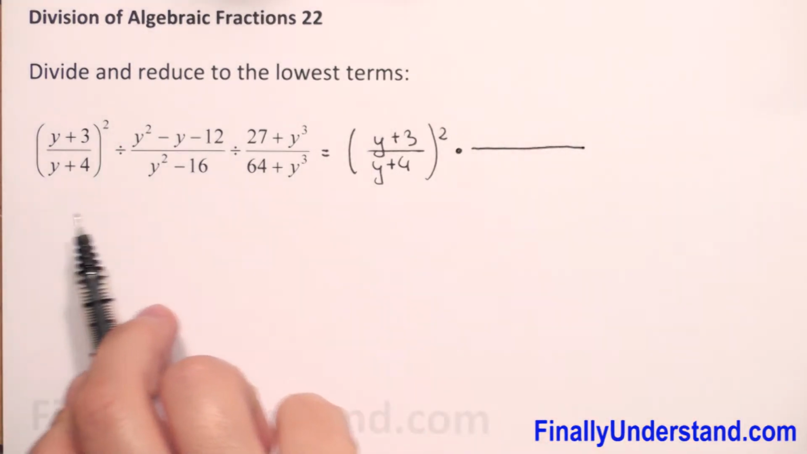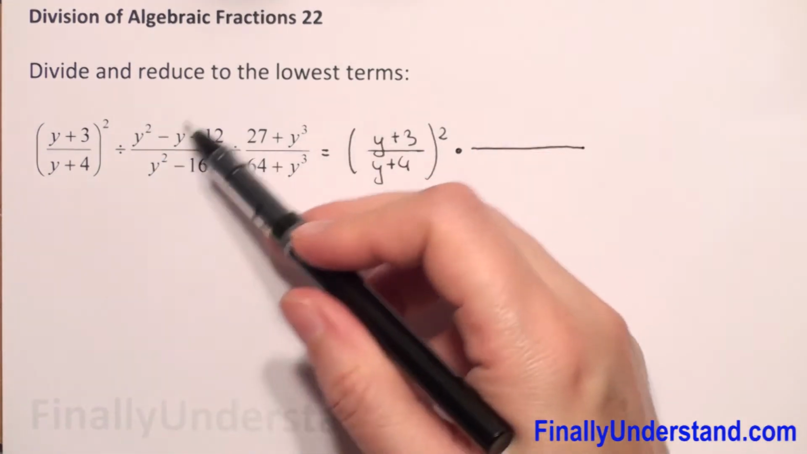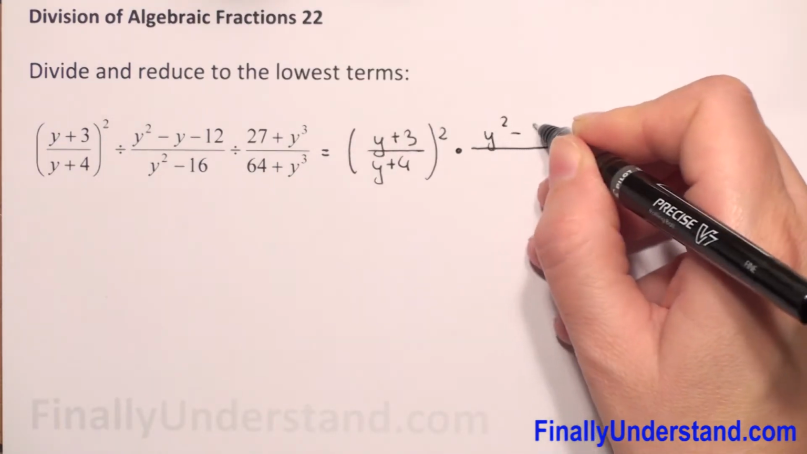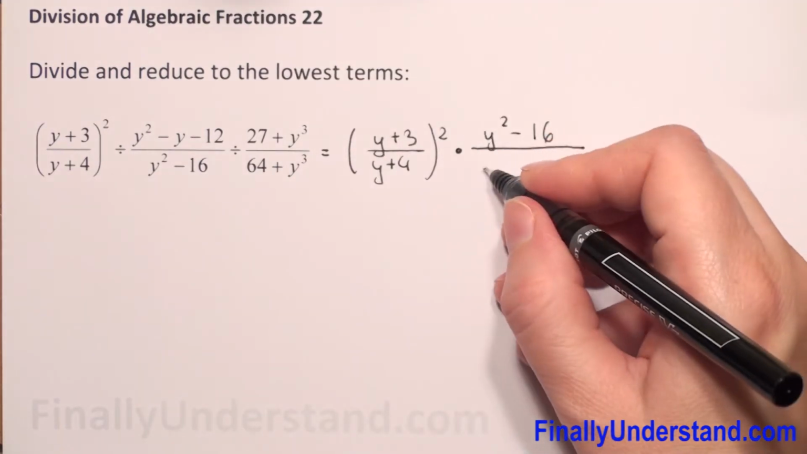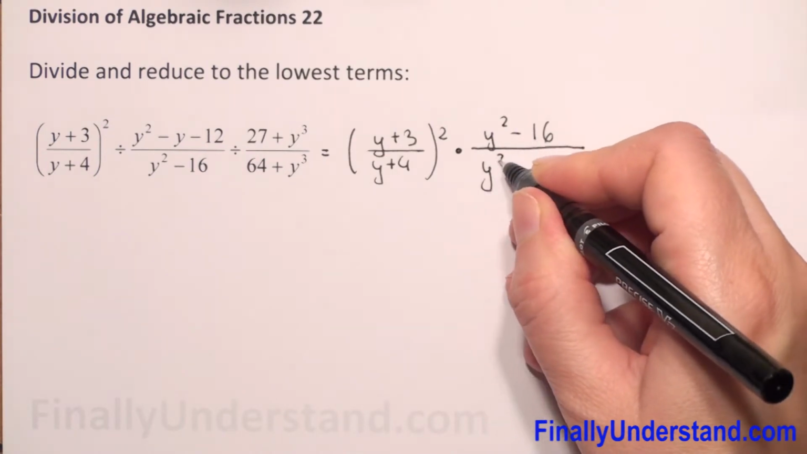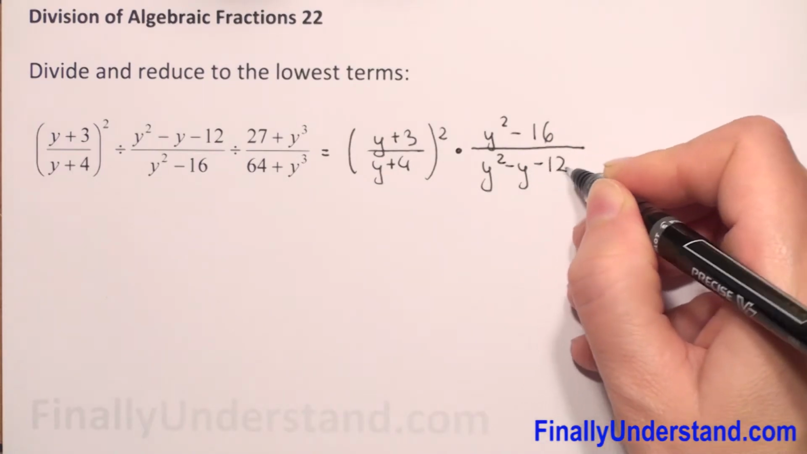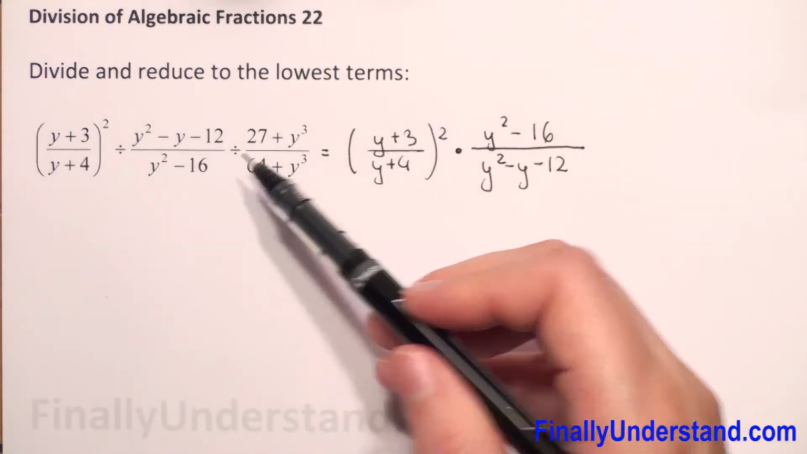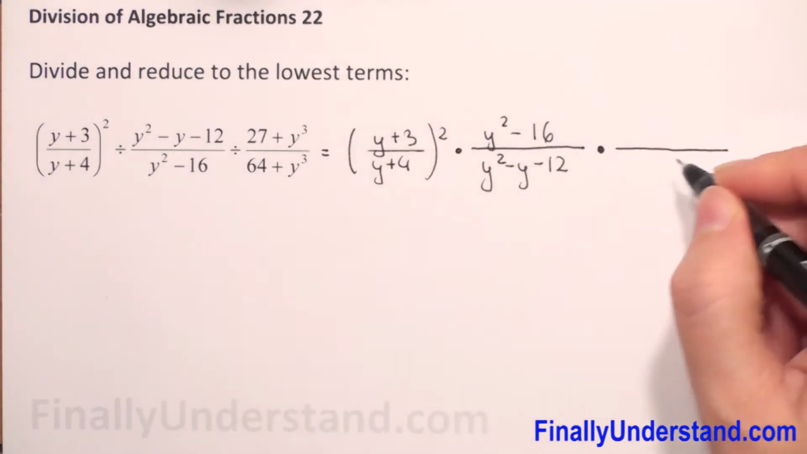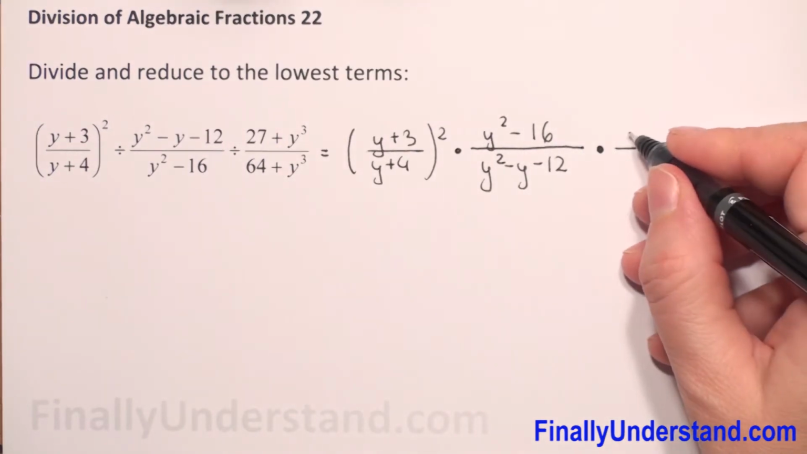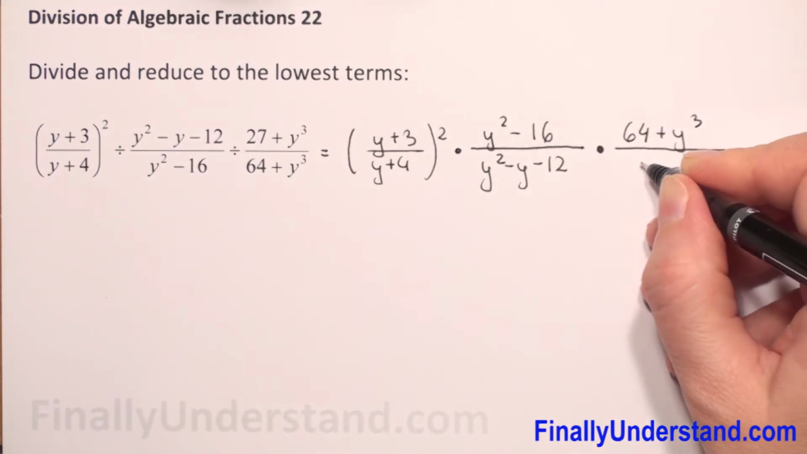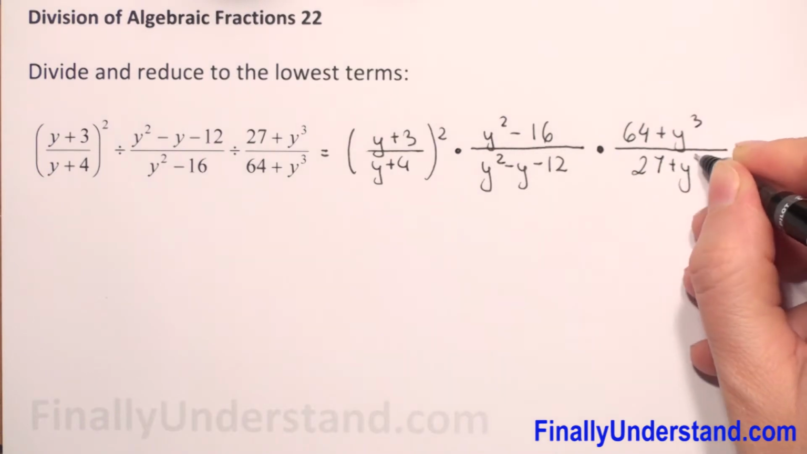We're going from left to right. And now we have to flip this fraction. So we will have y squared minus 16 in the numerator, and in the denominator we will have y squared minus y minus 12. And again we have division, so we have to change to multiplication, and we have to flip this algebraic fraction. So in the numerator we will have 64 plus y cubed over 27 plus y cubed.